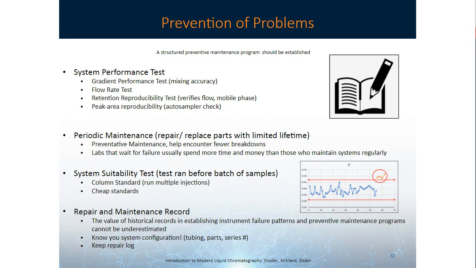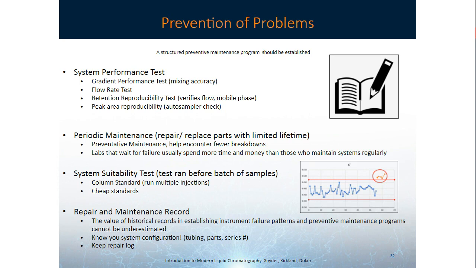In the lab, you can run different types of system performance tests, and I definitely recommend doing this. At least do some flow rate tests to make sure that your pump is flowing accurately. But there's also gradient performance tests that will look into the mixing accuracy, retention time, reproducibility, which will verify your flow and your mobile phase. You can run your standard column in this case, look at things such as your peak area. Your periodic maintenance, this will definitely help you encounter fewer breakdowns.